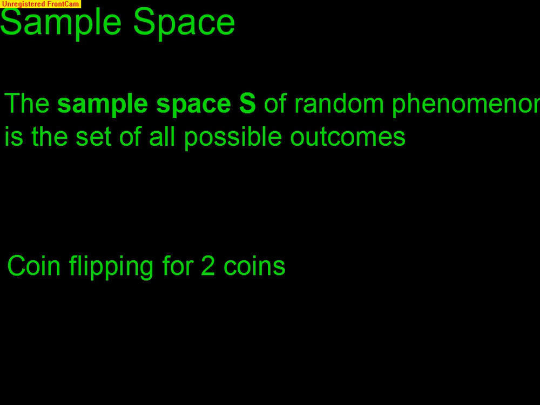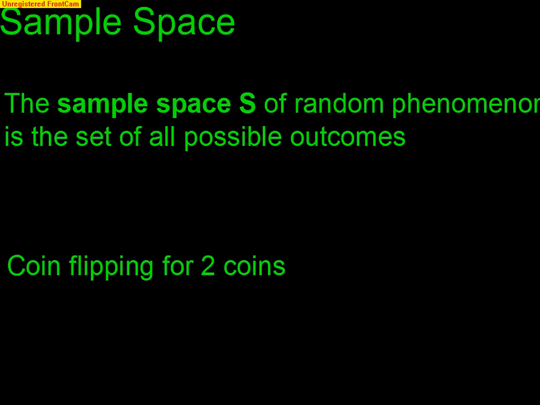So, for probability lecture 6.2, we're going to get a little more into probability, and the first thing we're going to talk about is a sample space. A sample space, with the abbreviation S, a capital S, of a random phenomenon is the set of all possible outcomes.